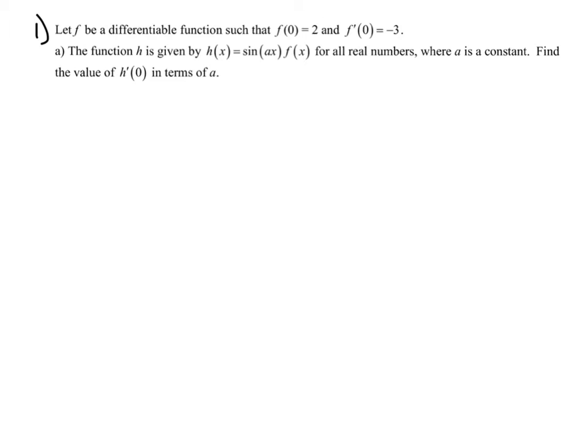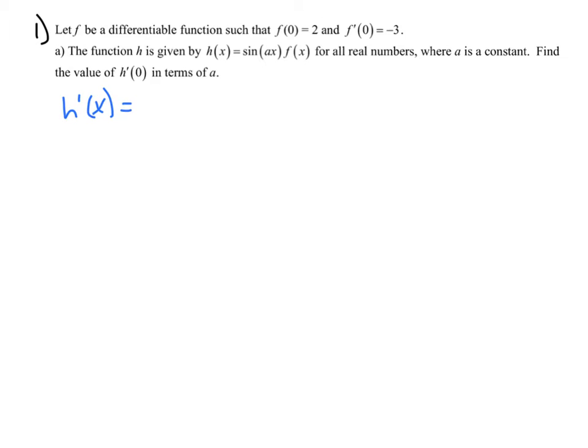So h prime of 0 here, this is indicating that we're going to have to take the derivative of h and then plug 0 in and evaluate that in terms of a. Just means that our final answer is going to have an a in it. Okay, so let's get started here. All right, so we have to first of all do h prime of x.